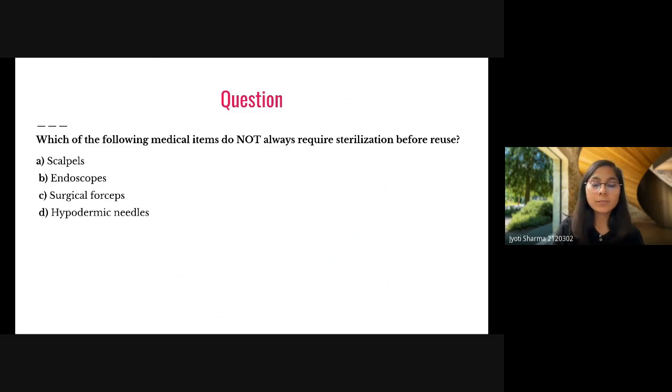Okay, the next question is, which of the following medical items do not always require sterilization before reuse? And we have scalpels, endoscopes, surgical forceps, and hypodermic needles.